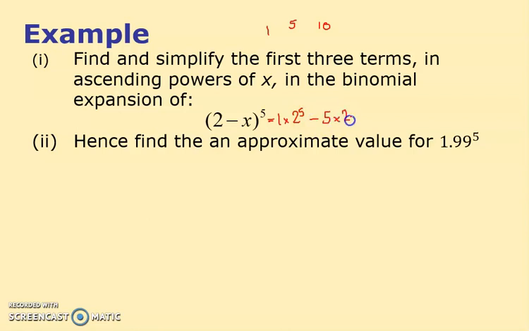5 times 2 to the 4 times x to the 1 plus 10 times 2 cubed times x squared. It's quite a straightforward one, that. That gives me 32 minus 16 5s are 80 x plus 80 x squared. So I've got my expression there for 2 minus x, and they will then want me to do 1.99.